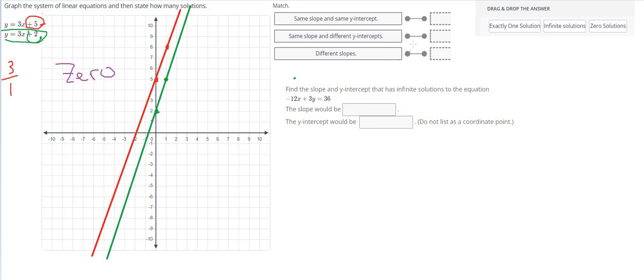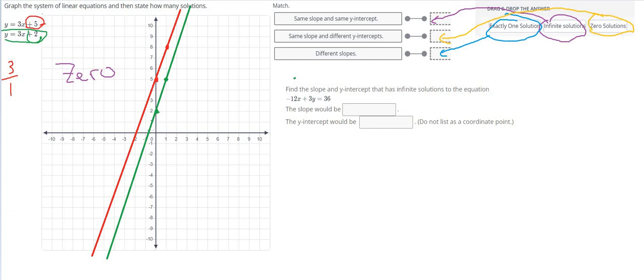So for the matching, this is really important. If two lines have the same slope and the same y-intercept, that means they're the same, and that means they're going to have infinite solutions. If they have different slopes, it doesn't matter about the y-intercept. If they have different slopes, that means they will eventually intersect each other, and they're going to have one solution. And the last one is 0 solutions if they have the same slope but different y-intercepts, which is what we just saw on the graph.